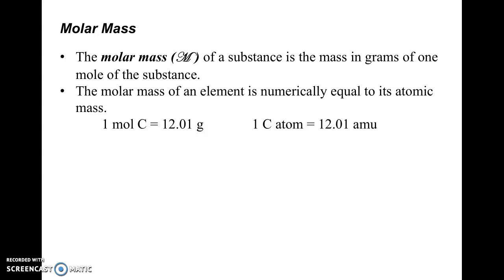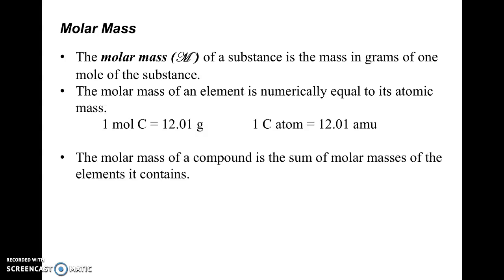Well, it turns out that the way the AMU is defined, the average mass of a carbon atom is 12.01 AMU, whereas 1 mole of carbon is 12.01 grams. And so that equivalency makes it very nice for our calculations. And so to get the molar mass of the compound, you just sum the molar masses of the elements it contains.